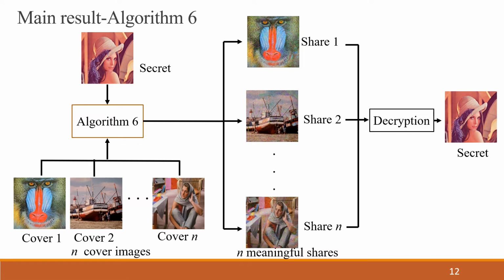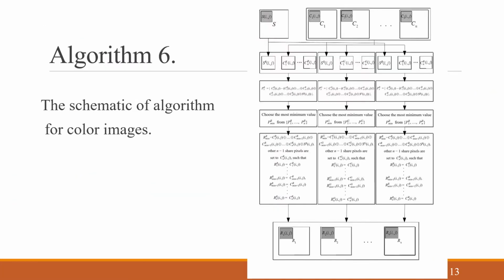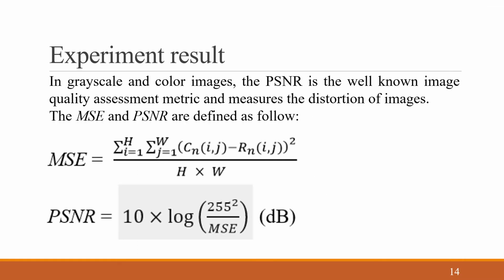In algorithm 6, similar to algorithm 5, we can import n covers and generate n shares. The covers can all be different or the same. Similar to algorithm 5, for each channel, we choose x from 1 to n such that the difference between share x and cover x needs to be the minimum one. In grayscale and color images, the PSNR is the well-known image quality assessment metric. The PSNR ranges from 0 to 50. It is as high as possible. If the PSNR is greater than 30, the encrypted traces on the shares cannot be detected with human eyes.